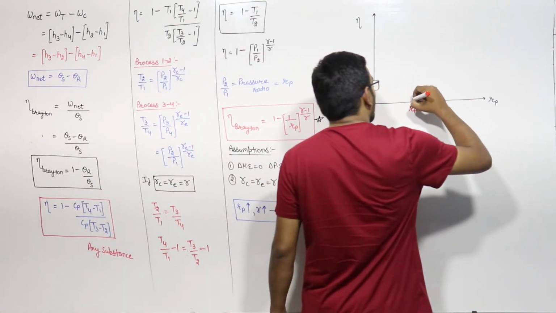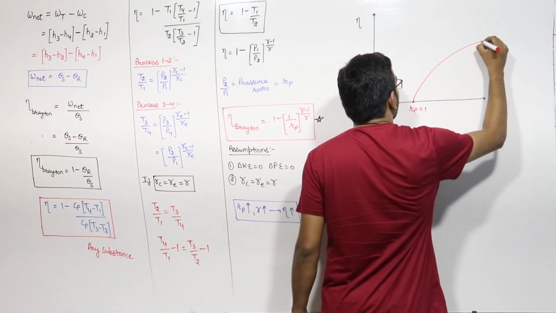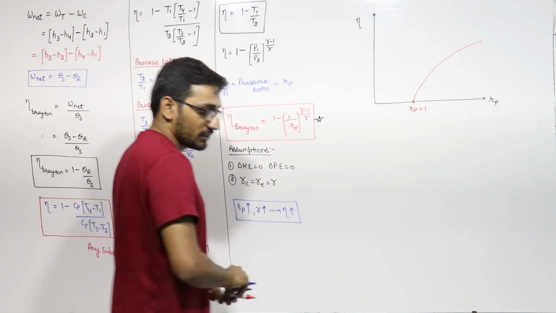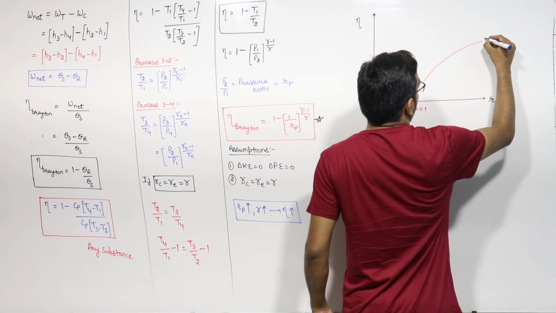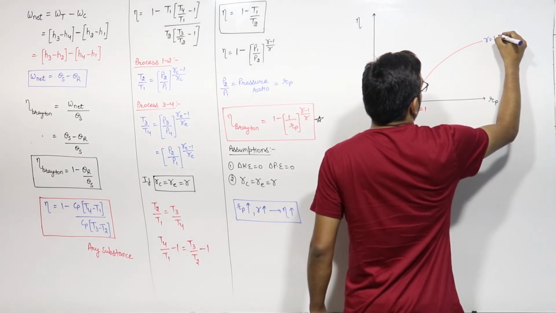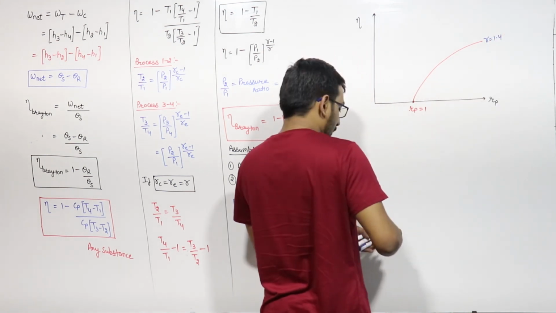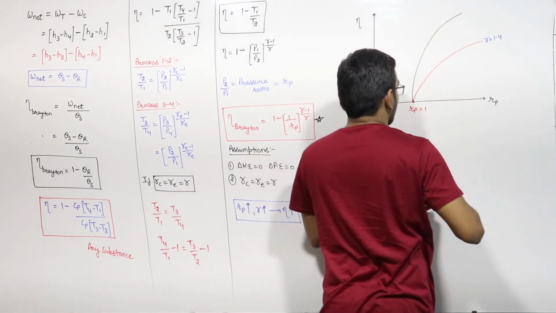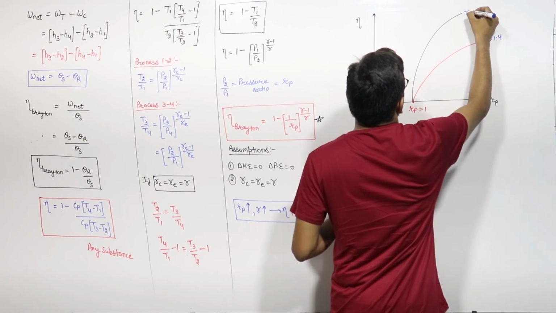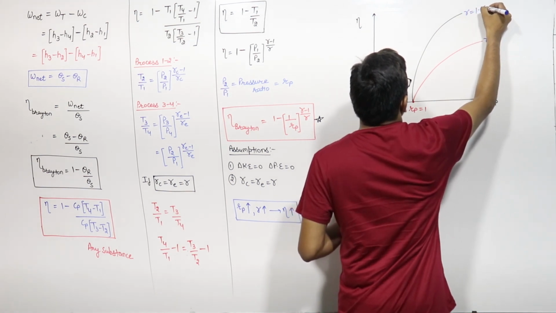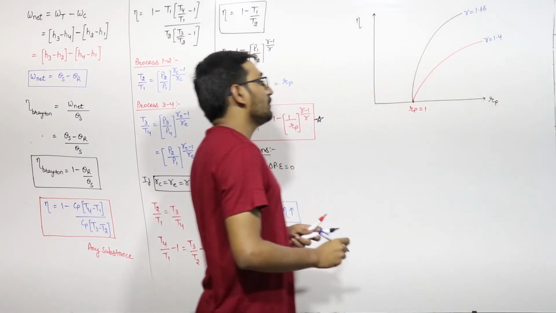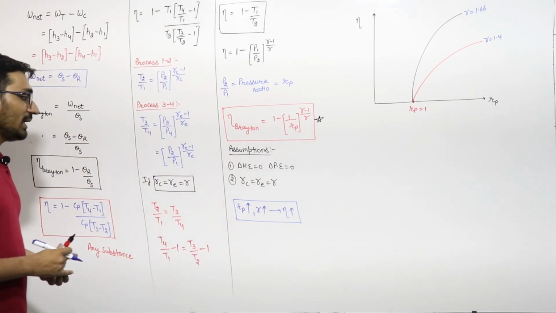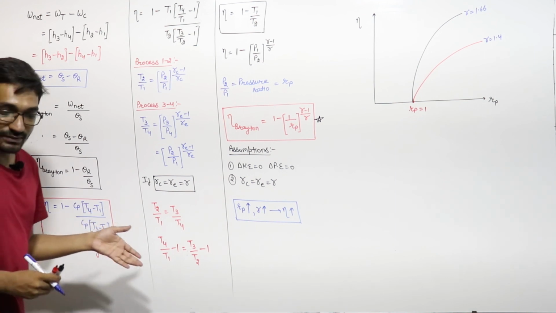So from here, if you increase the pressure ratio, the efficiency will increase. Suppose this corresponds to, let us say, gamma equal to 1.4. Now if you increase the gamma, let us say for gamma 1.66, then efficiency will increase. So if you increase either gamma or the pressure ratio, your efficiency of the Brayton cycle will increase, right?